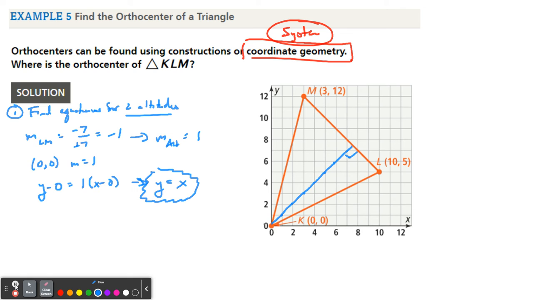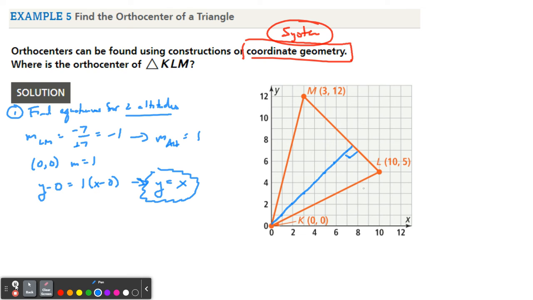So what's the slope of KL real fast? 1, 2, 3, 4, 5. 1, 2, 3, 4, 5, 6, 7, 8, 9, 10. So we have up 5, right 10. That'll be a 1/2 slope. What's the slope of KM? 1, 2, 3, 4, 5, 6, 7, 8, 9, 10, 11, 12. 1, 2, 3. So that's going to be a slope of up 12, right 3, which would be a slope of 4. But remember, we have to use the opposite reciprocal.